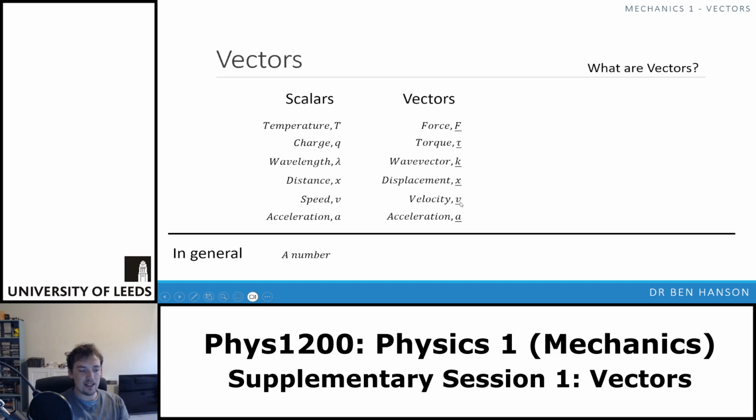Velocity, again, speed with a direction. You can go at a speed in any different direction. Acceleration, same as acceleration, but with a direction attached.